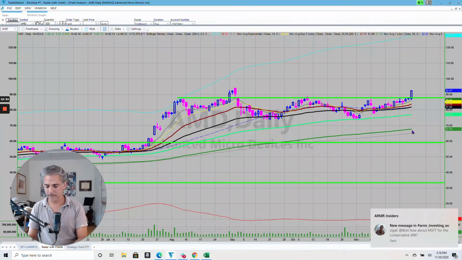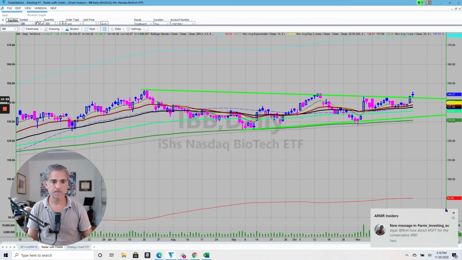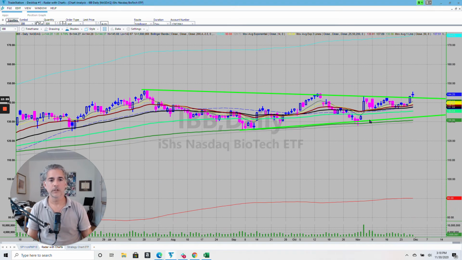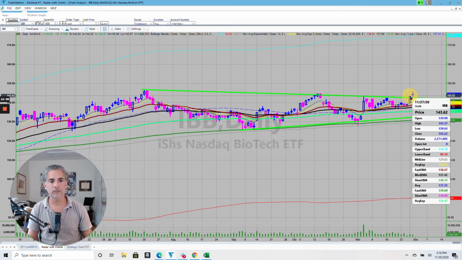How about IBB? So this is a nice pennant formation. Again, we bought this tight to the base. We actually bought this right here on this day. So we bought it before it popped out, and now it's moving higher. So I'm going to really, again, I'm going to raise my stop.